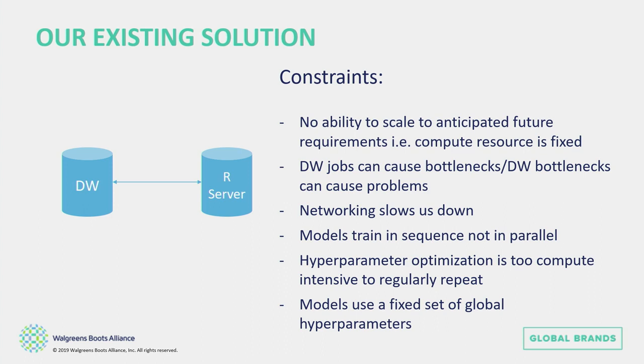So within the data warehouse, when we're producing these large aggregations of data that are then being fed over into our modeling environment, we can see bottlenecks, and bottlenecks obviously cause problems. It means that some of our machine learning workloads can't run. The networking between these environments slows us down. We're reading and writing with ODBC connections, and that's not ideal.